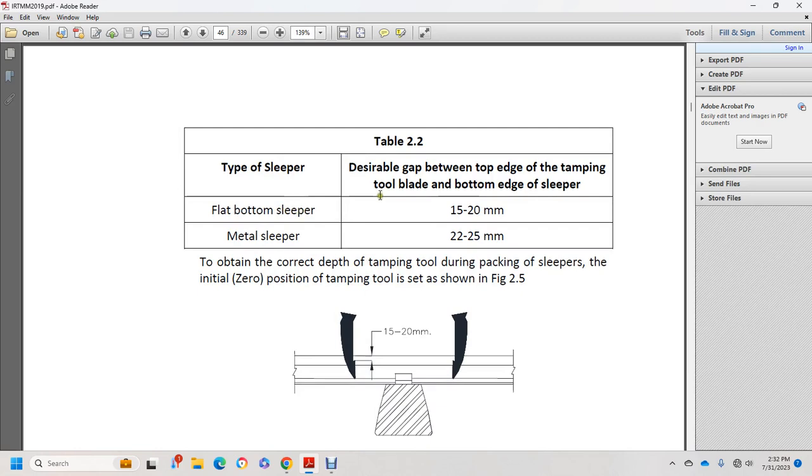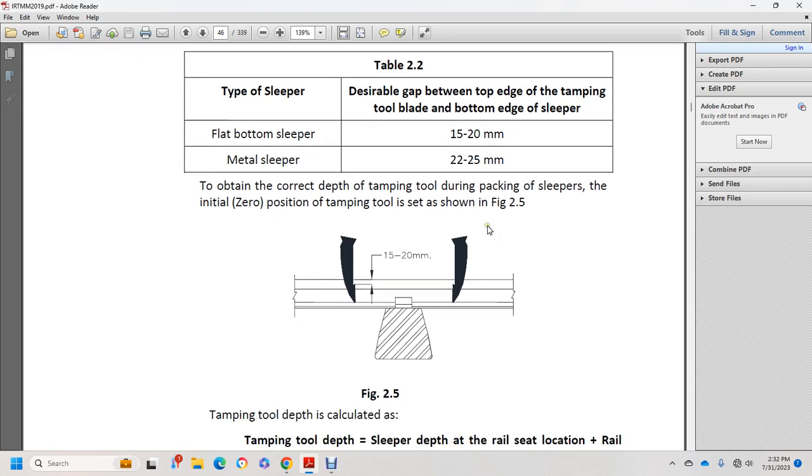You have the flat bottom sleeper with the desired gap at the top edge of the tamping tool blade with the bottom edge of the sleeper of 15 to 20 millimeters, and metal sleepers are 20 to 25. To aim the correct depth of the tamping tool during the packing of the sleeper, the initial zero position of the tamping tool is shown in Figure 2.5. Shows 15 to 20 millimeters.